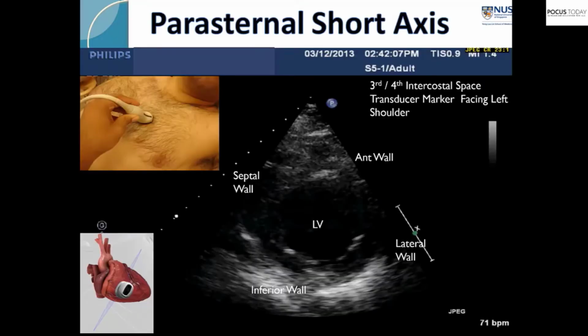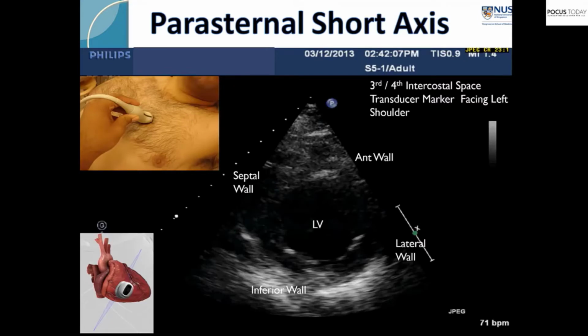The parasternal short axis is obtained next. This view is obtained by rotating the transducer by 90 degrees so that the transducer marker now faces the patient's left shoulder or 2 o'clock position. The transducer is kept in the 3rd or 4th left parasternal position.